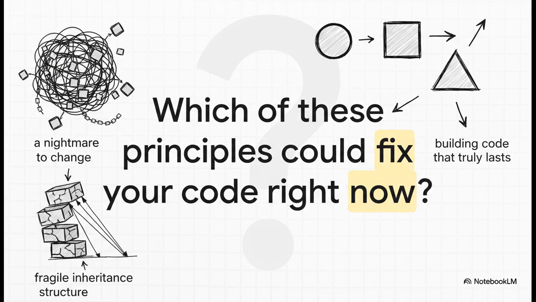So as we wrap this up, I want you to think about your own code. Think about that one class that's a total nightmare to change, or that fragile inheritance structure you're afraid to even look at. Which one of these principles could be the key to fixing it? Which one will help you start building code that's truly built to last?